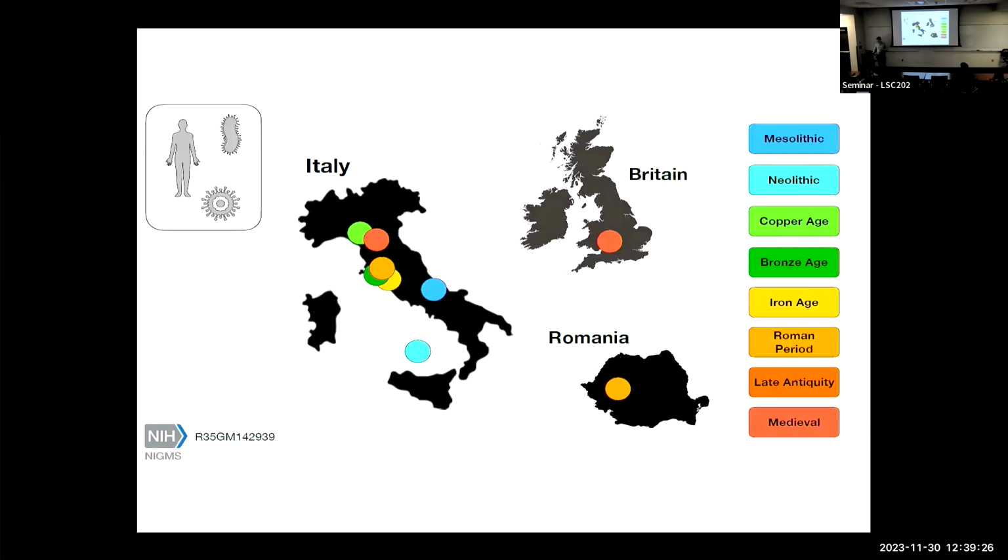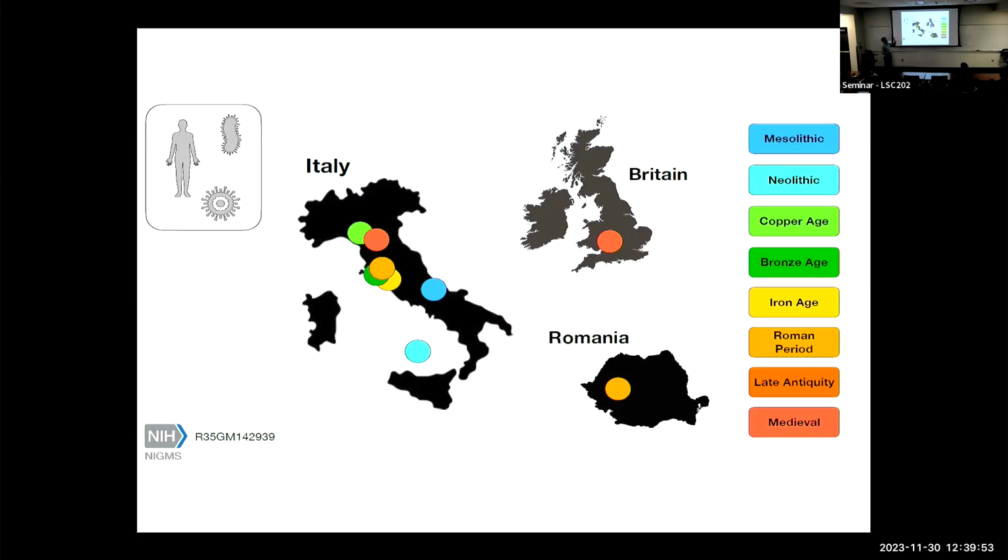So this is currently what we have. We are generating data for about 350 individuals, most of them in Europe, in Italy. We have samples from different periods, from the Mesolithic and Neolithic until medieval times. So we are planning to have a good time series, at least for Italy.